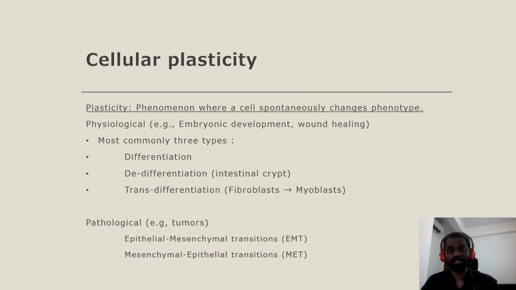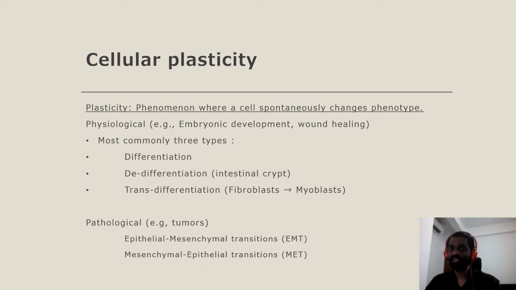Before we move on to what TRANSCOMPP can do and how it works, it's important to define this concept of cellular plasticity, which is the phenomenon where a cell can spontaneously or stochastically change its phenotype and display a new phenotype. Now, plasticity can occur both physiologically, for example, in the case of embryonic development or wound healing, or pathologically, as in the case of tumors.